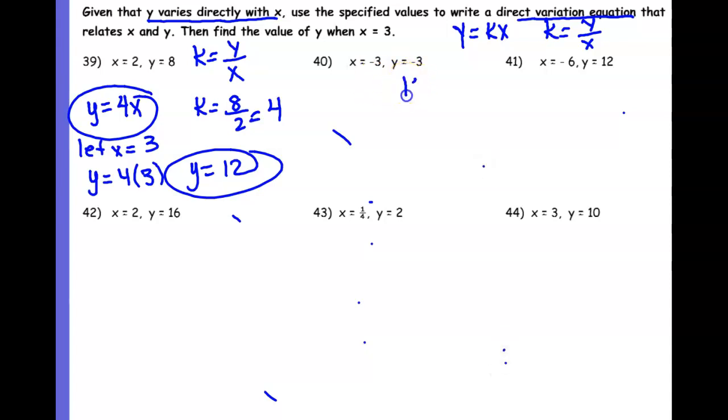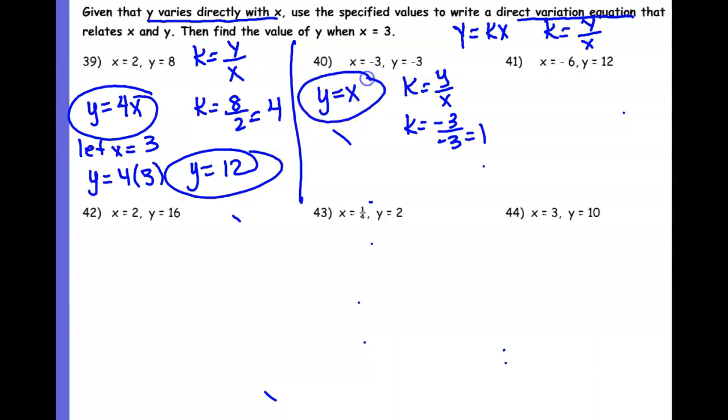Okay, and then number 40, when you do number 40, your k is going to be equal to y divided by x. So k is going to be equal to negative 3 divided by negative 3, which is 1. Okay, so your equation is going to be y is equal to x, or 1x. And then when you plug in your x is equal to 3, you're going to get y is equal to 3.